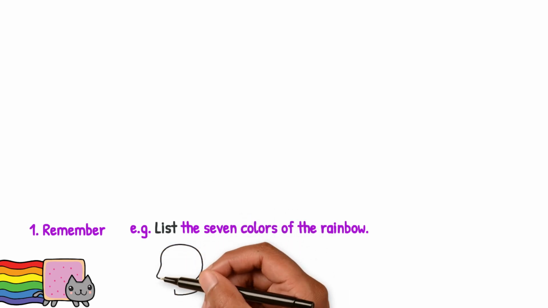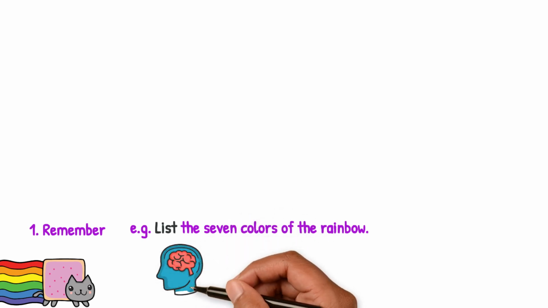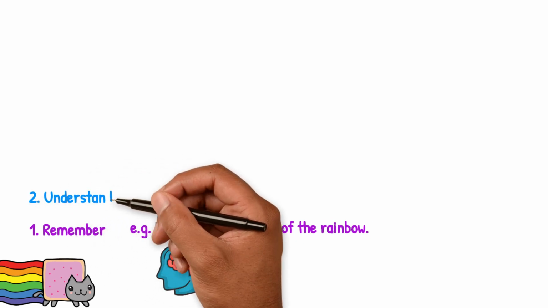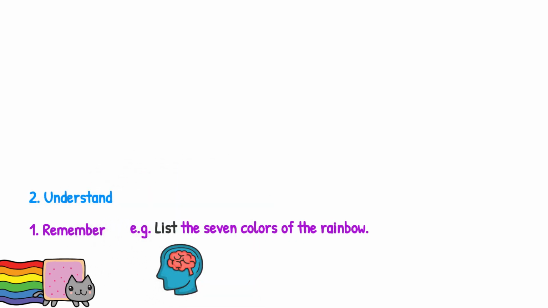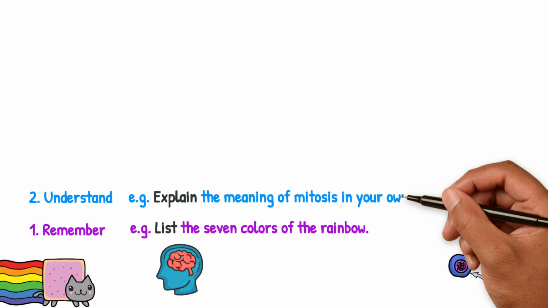Using these action verbs at every level makes your learning objectives actionable and measurable, which is quite important in your lesson plans. Moving on to the next level, we have understand. It involves grasping the meaning of information that you have remembered or recalled, but it goes beyond simply remembering those facts. It requires actual comprehension or understanding. An example would be, explain the meaning of mitosis in your own words.